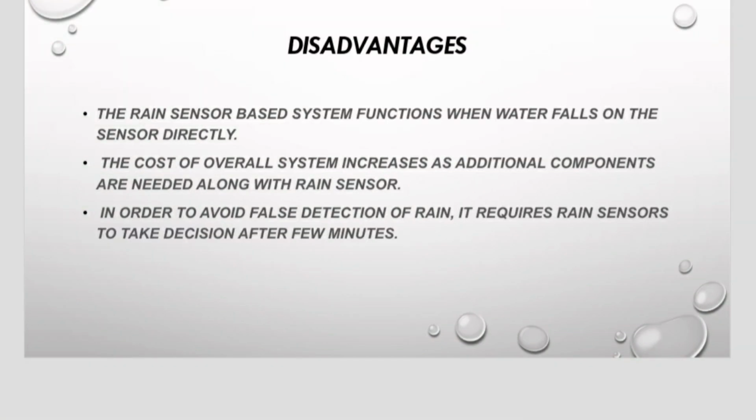Disadvantages: the rain sensor based system functions only when water falls on the sensor directly. The cost of the overall system increases as additional components are needed along with the rain sensor. In order to avoid false detection of rain, it requires the rain sensor to take a decision after a few minutes.